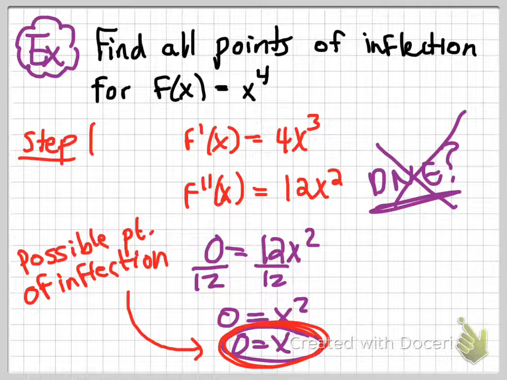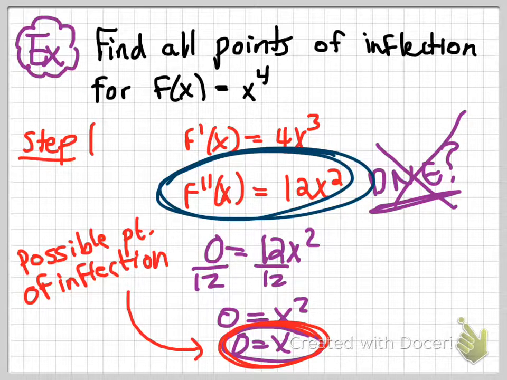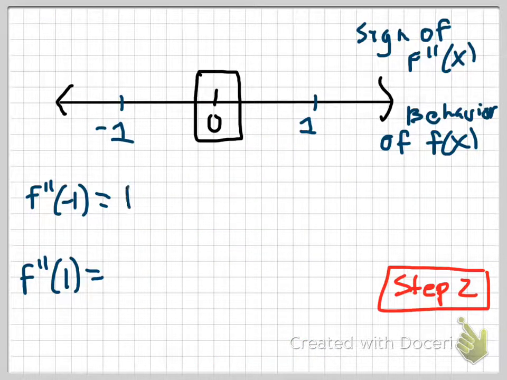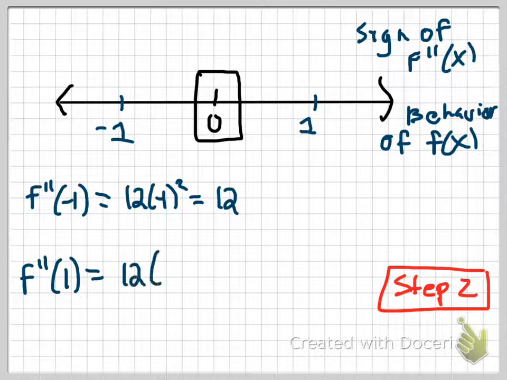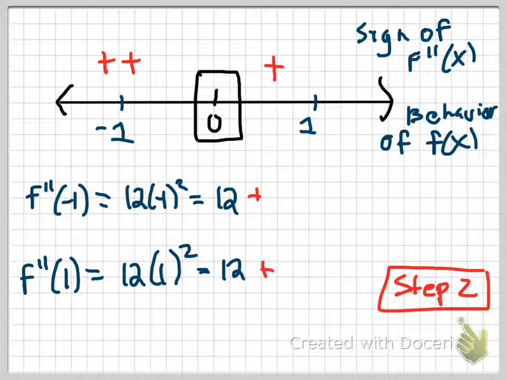So what was f double prime? It was 12x squared. Oh, this is easy. We can do this one in our head. 12x squared is going to be 12 times -1 squared, and -1 squared is a positive, so 12. And we're going to do 12 times 1 squared. 1 times 1 is 1, times 12 is 12. This is a unique case. We got a positive number, and we got another positive number. Which means on my number line, at -1 we got positive values, and at +1 we got positive values. All positive numbers for this answer.